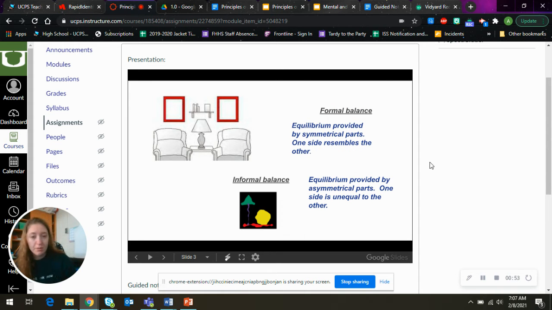There are 2 different types of balance. There's formal and informal. Formal is where it's symmetrical on both sides, so there's like a mirror effect. And then informal is where you have something on each side, but it's asymmetrical, so it's not perfectly symmetrical.